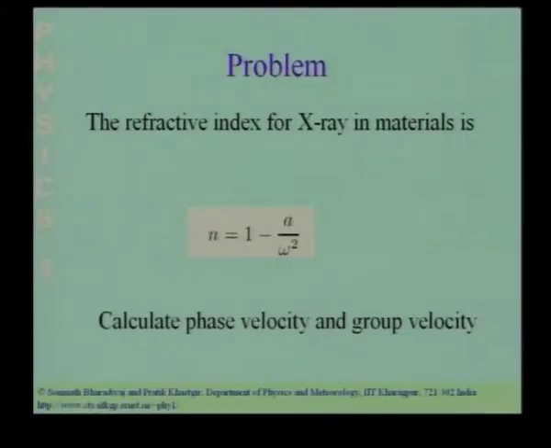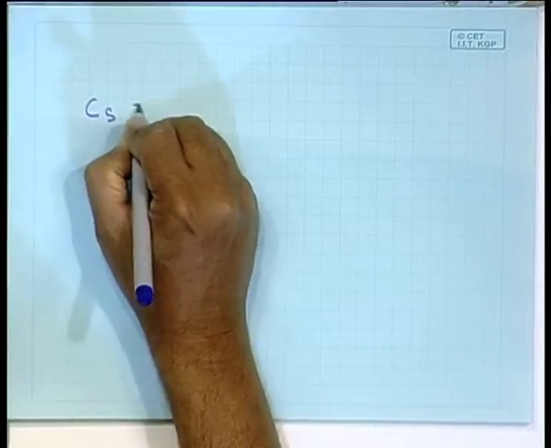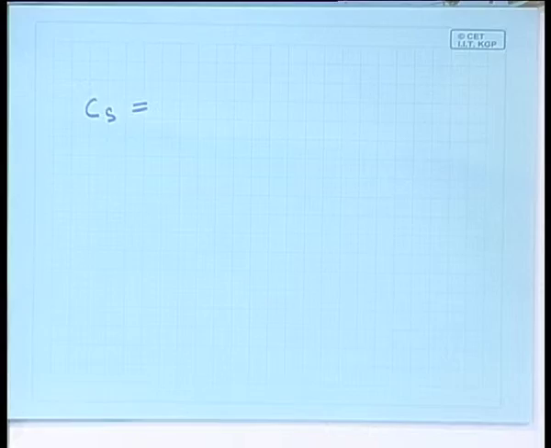So, the speed of light inside a medium, the phase velocity to be precise for X-rays inside a medium, is also more than the speed of light in vacuum. So, the problem which we have been given is to calculate the phase velocity and the group velocity for X-rays inside the material. Let us use Cs to denote the phase velocity.